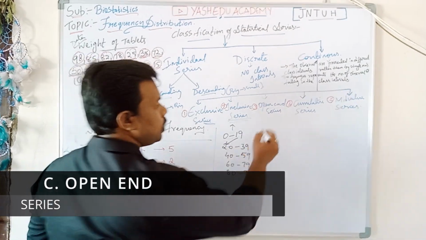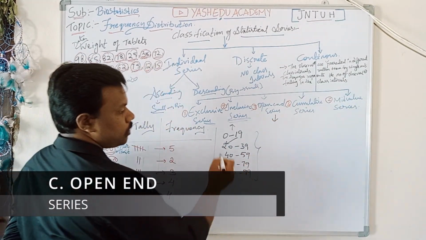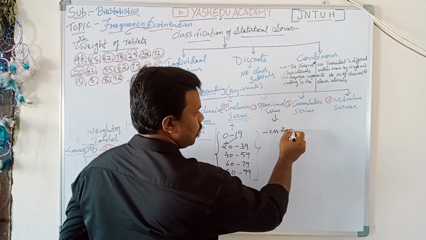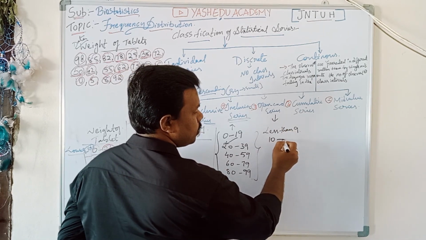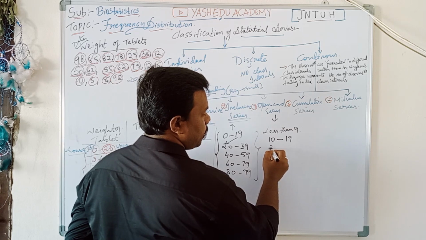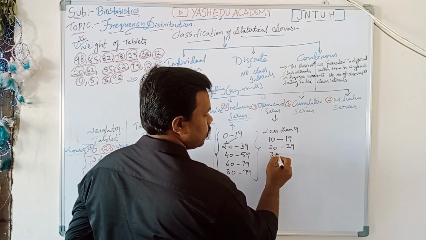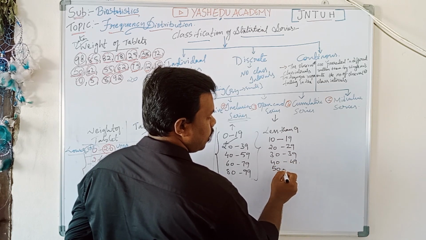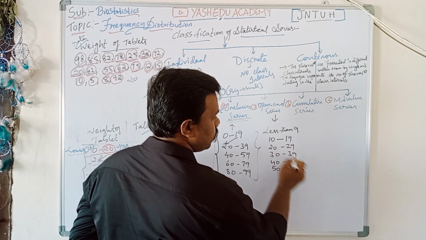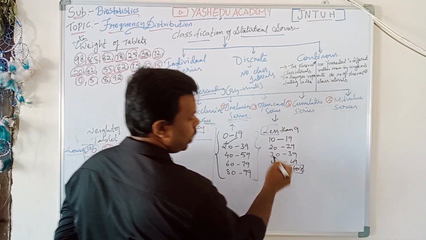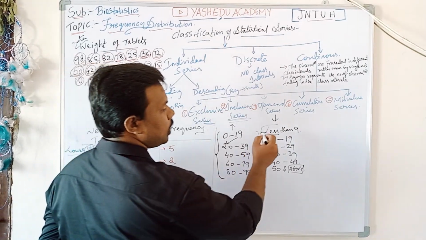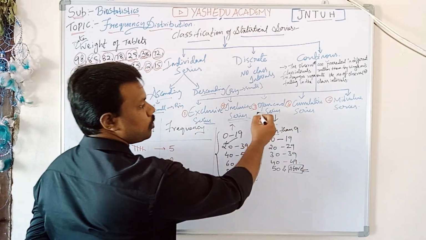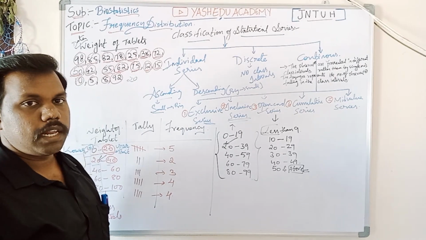Now the open-end series. In this open-end series, the class intervals are written as less than 9, again 10 to 19, 20 to 29, 30 to 39, 40 to 49, and here 50 and above. So the opening and ending of the series is not exactly given. The least number and the largest number are not exactly given. So in that case, we have to use the open series for the frequency distribution tally calculation.